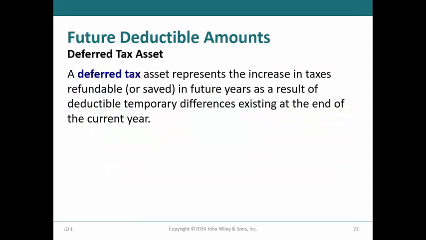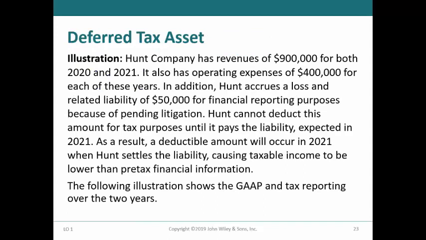Deferred tax assets represent future deductible amounts on the tax return, and that will result either in lower amounts of taxable income or savings in future years. To illustrate deferred tax assets, we will consider another type of temporary difference between GAAP and the tax code in reporting accrued losses. As we learned in a prior chapter, we are required per GAAP to record an expense and liability for contingent losses that are probable and reasonably estimable.